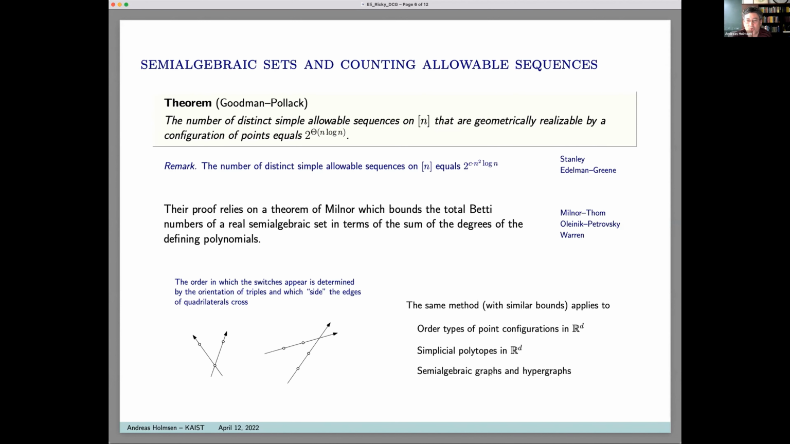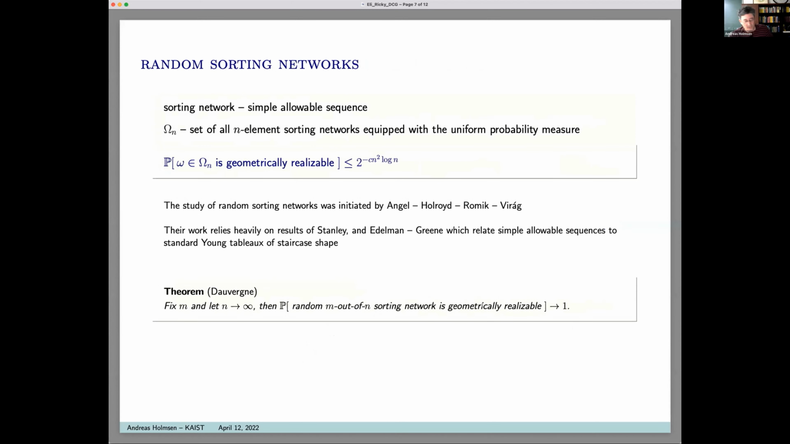Okay, so I want to now mention another result. This is the last thing I want to mention about the order types or allowable sequences. It is some recent work in a different area, but it's very interesting, and it's sort of carrying on the legacy of Eli and Ricky.